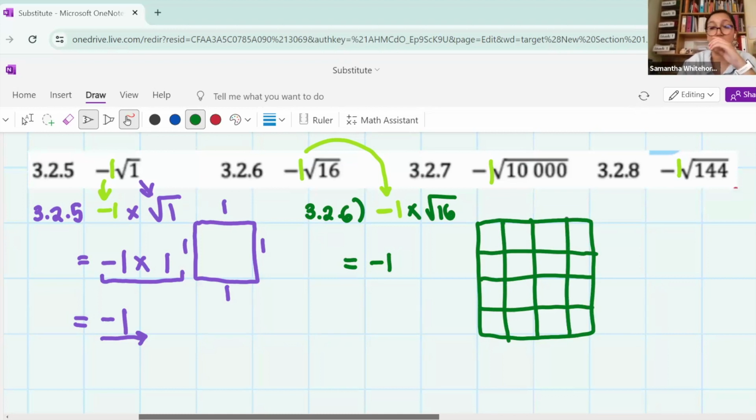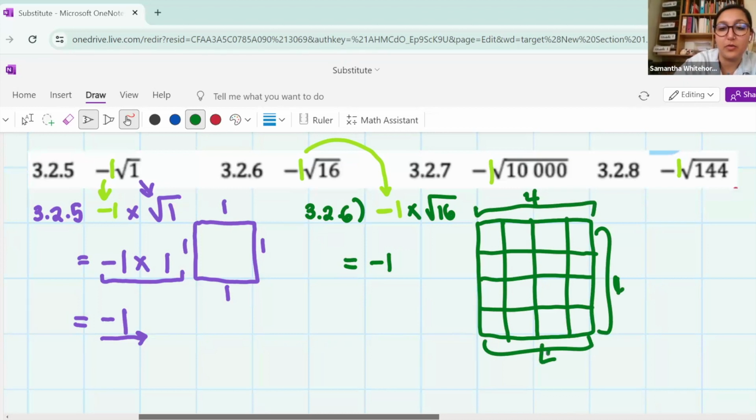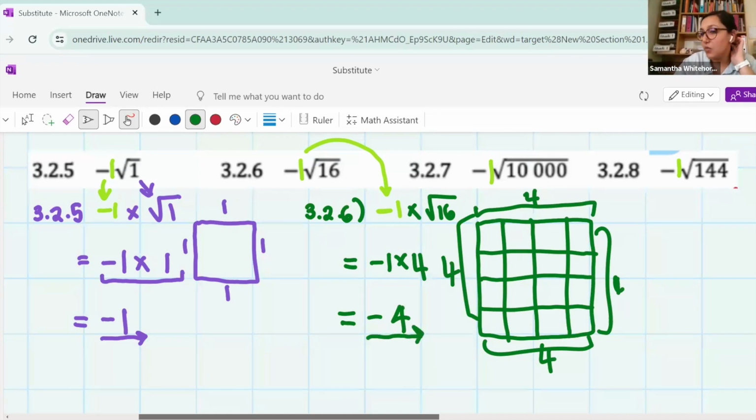Right, there are 16 blocks there. If you count the blocks, there's 16. If you look at the side length, it's 4 by 4 by 4 by 4. So the square root of 16 is 4. So we've got -1 times 4. Negative times a positive is a negative. 1 times 4, -4. Because of that -1 in front of my square root, I am going to have a negative answer because I'm multiplying by a -1.